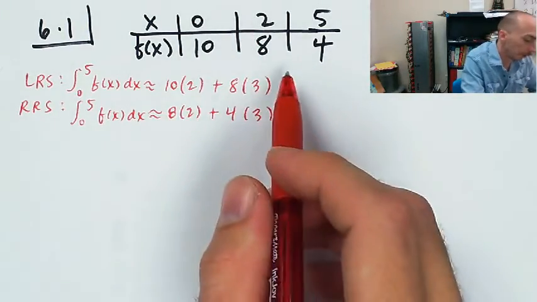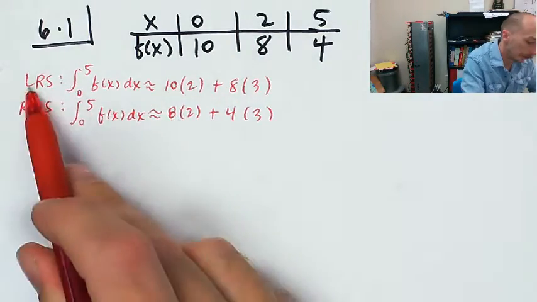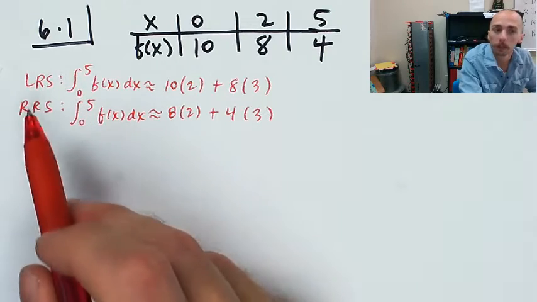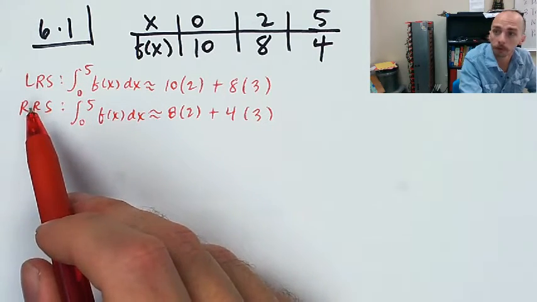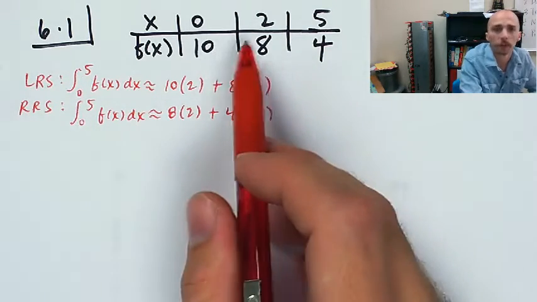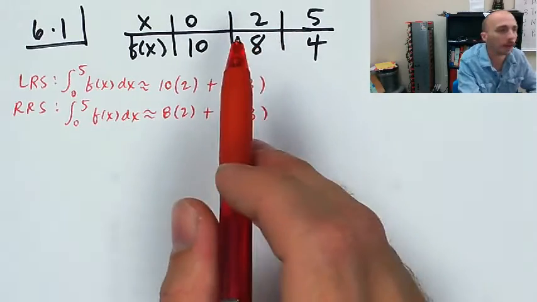Since this is a decreasing function, a left Riemann sum will be an overestimate, and a right Riemann sum will be an underestimate, based on the decreasing nature of f, or the negative nature of f prime.